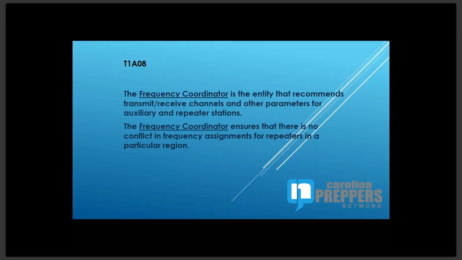What we would have to do is get with the frequency coordinator and have him tell us what frequency we want. First, we would tell him what frequency we want to use, and he would tell us that it's available. Now, in this area, we've got a lot of open space.